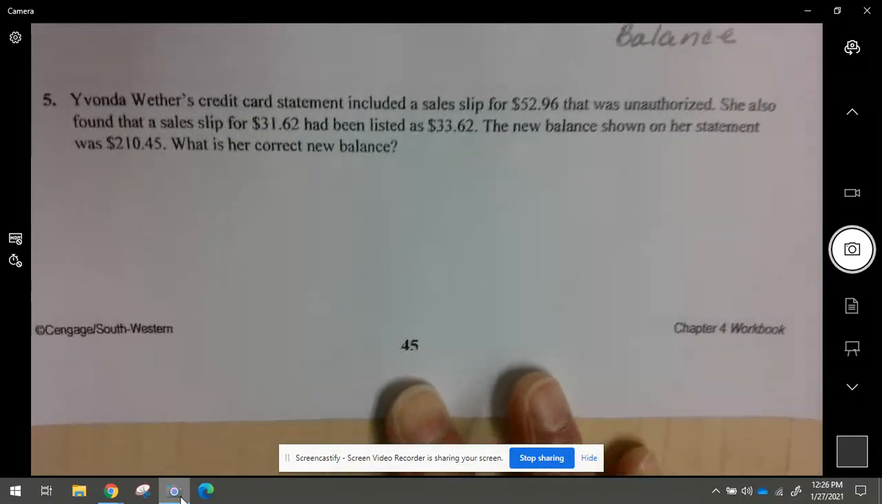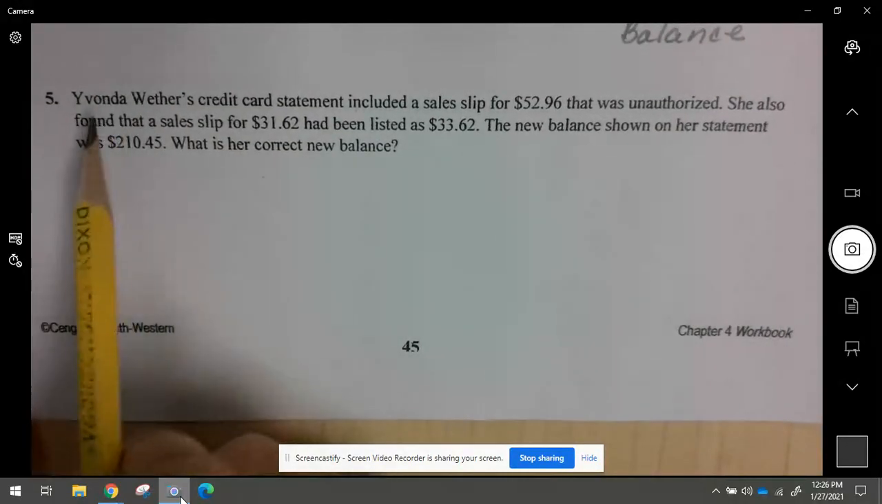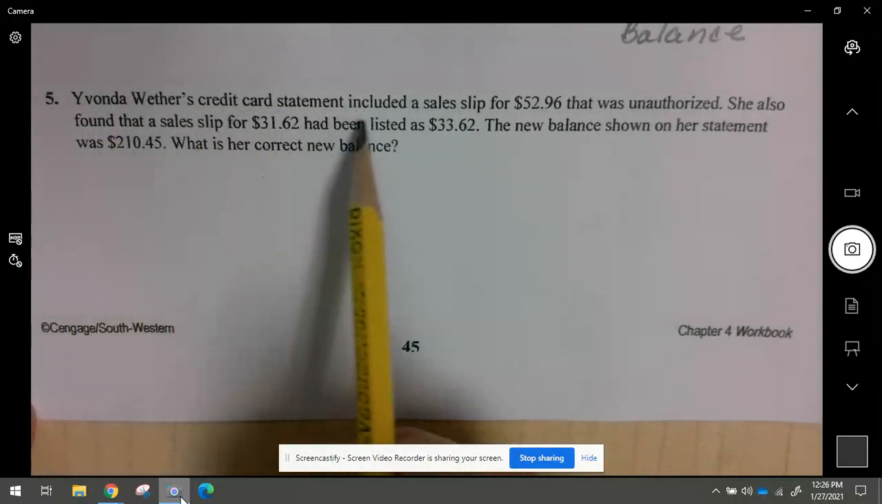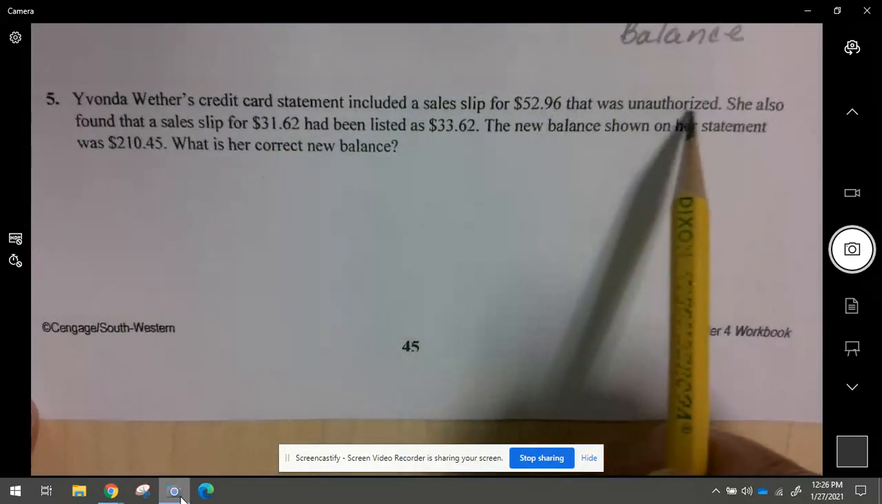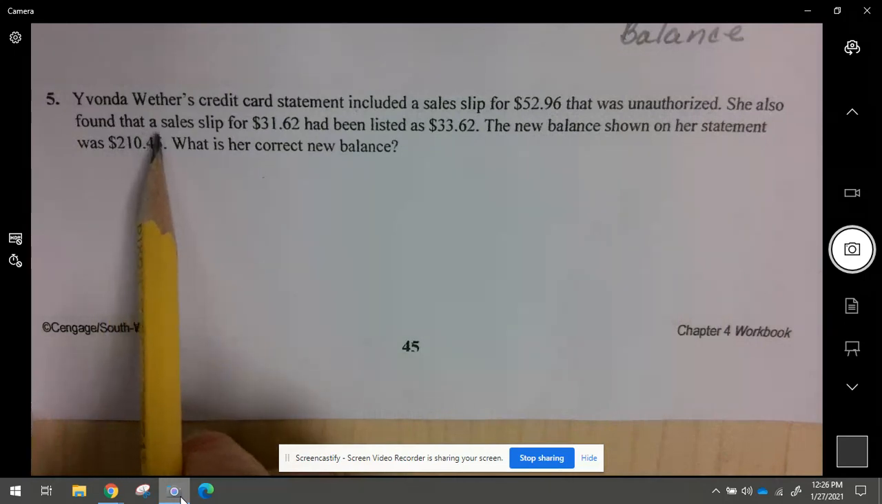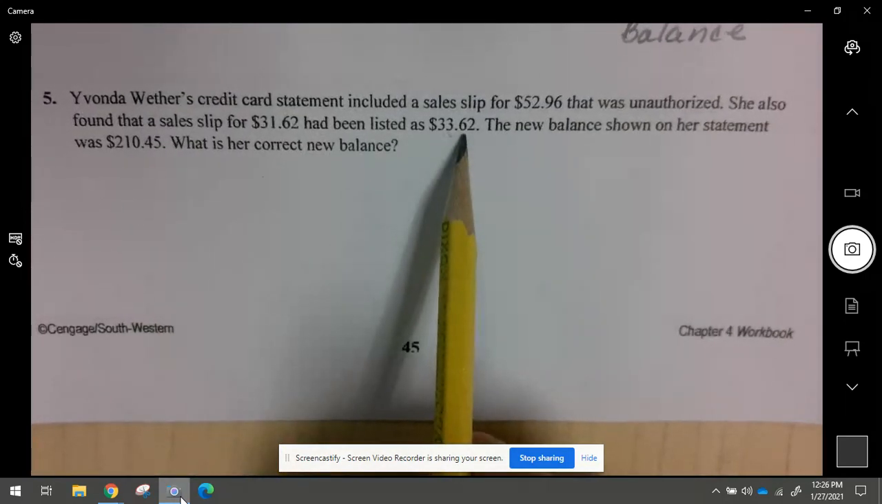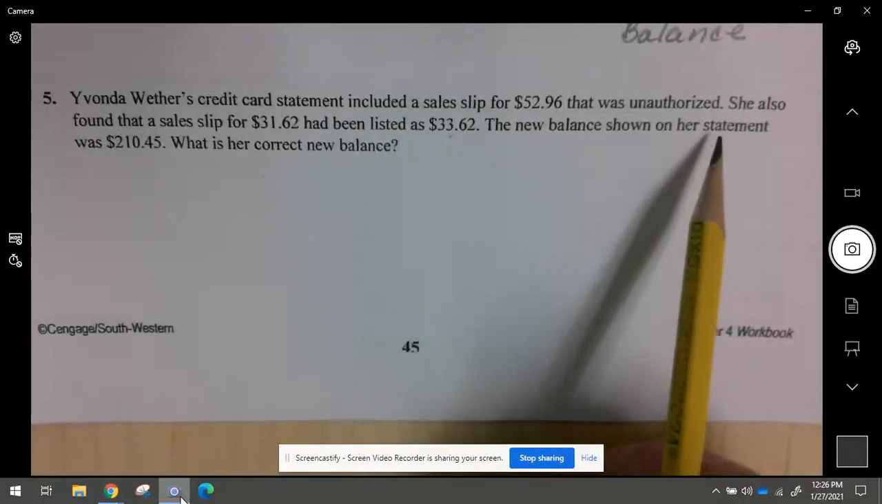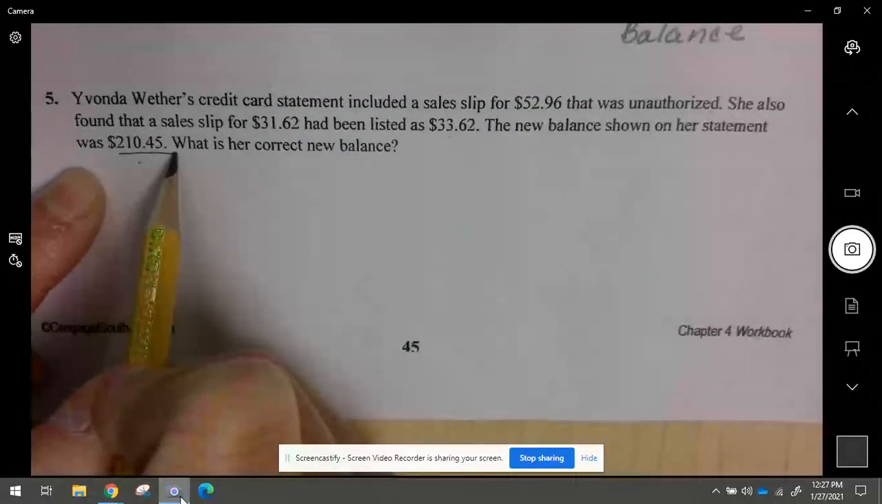Okay, one more, number 5, and then you're done for the day. Make sure you do your check-ins. Yvonne Weathers' credit card statement included a sales slip for $52.96 that was unauthorized. She also found that a sales slip for $31.62 had been listed as $33.62. The new balance shown on her statement was $210.45. What is her corrected new balance?